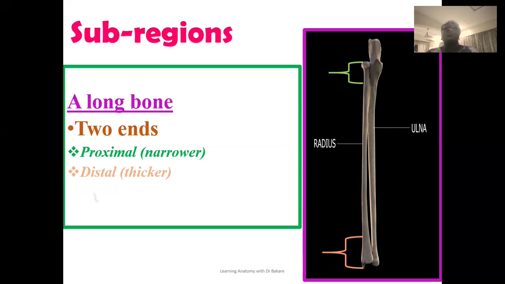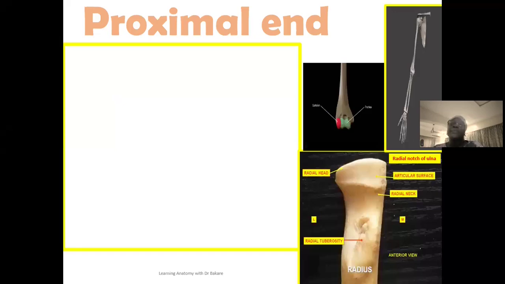Then between the two ends, we have the shaft. And this is what is carved out here in blue. So in between the two ends, we have the shaft or the body. So we'll be taking each of these sub-regions one after the other, and it is on this basis that we'll be highlighting their specific features. First, let's start with the proximal end.